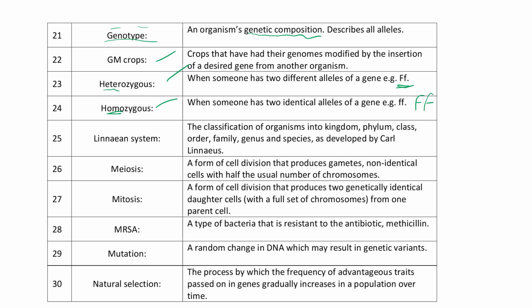The classification of organisms into kingdom, phylum, class, order, family, genus, species by Carl Linnaeus is the Linnaeus system.